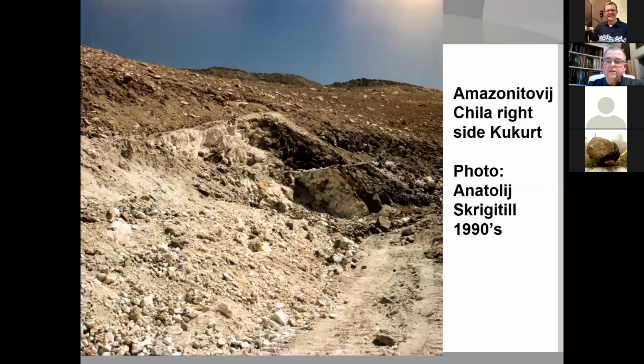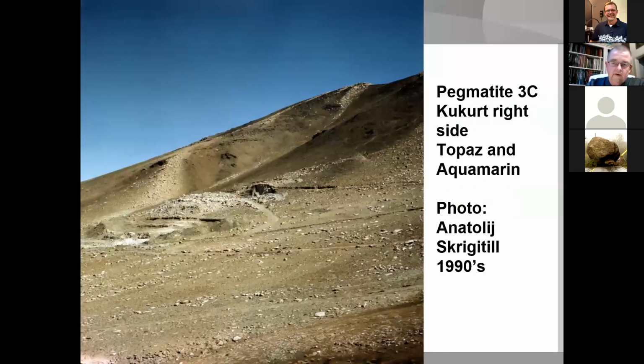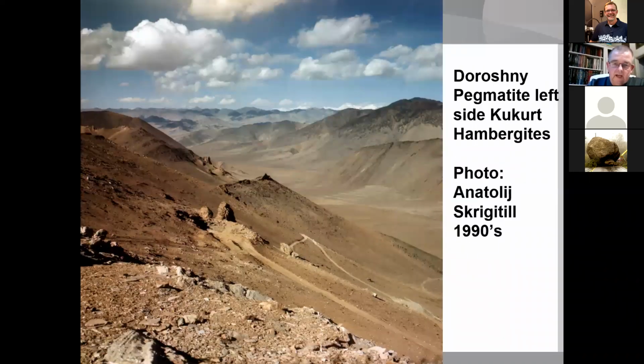So here is Amazonitovaya Shila. It's the right side of Kukhilal Valley. It means when you go down river in the valley, there's no real river in the upper part of the valley because it's very dry. But it means on the right side, that means the northeast side. And here is pegmatite 3C because there are so many there. Beryl 7, for instance. Here is topaz aquamarine. And our most highly fractionated is the mica, and next to it.